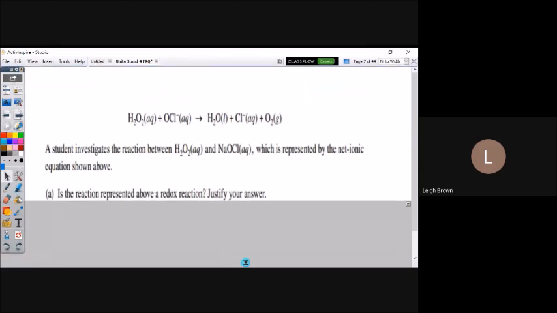Now we're on free response number 3, and it says a student investigates the reaction between hydrogen peroxide and sodium hypochlorite, which is represented by the net ionic equation above. So they gave us a net ionic equation, so that's great, but they're going to ask us about it. So A, is the reaction represented above a redox reaction? And again, it says justify your answer.